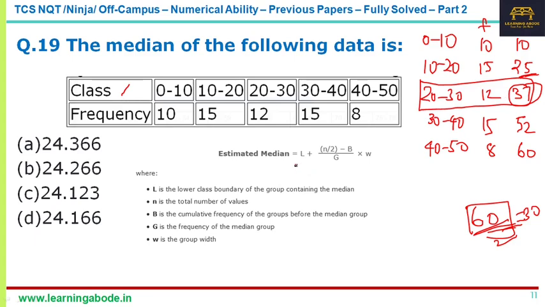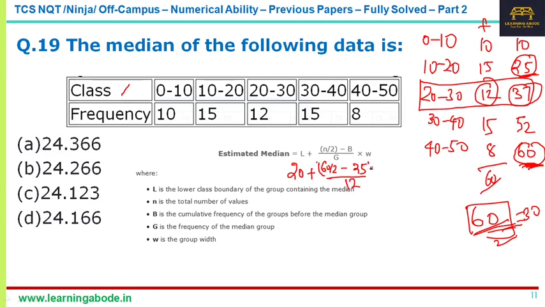So the formula is the lower boundary of the group, 20, plus n by 2, where n is the number of values, the total number of items. We sum up all this, that is 60, which we have got as the cumulative frequency here. So n by 2 is 60 by 2, minus b, the cumulative frequency of the groups before the median group, which is 25. So 60 by 2 minus 25, divided by the frequency of the median group. The frequency of the median group is 12.